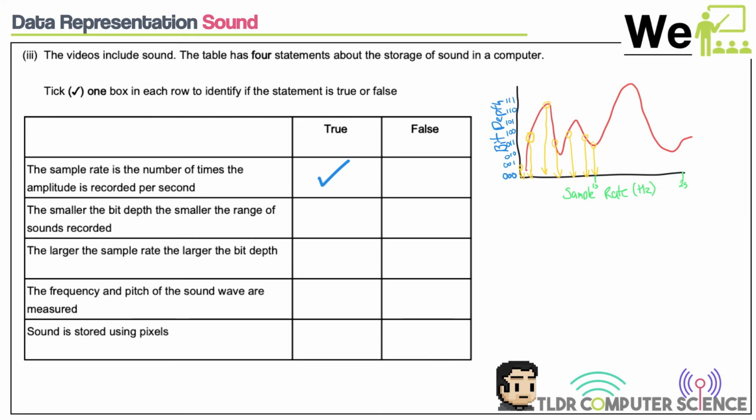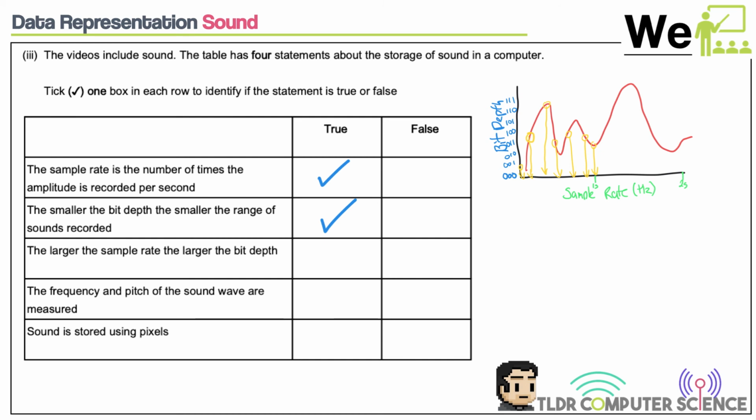The smaller the bit depth, the smaller the range of sounds that will be recorded. So in here, this is the bit depth. If you had 4-bit depth, you could store 16 values. If you have 3-bit, you've got 8. So it does. This is absolutely true. So the smaller the bit depth, the smaller the range of sounds.